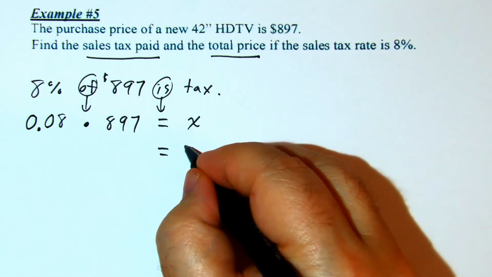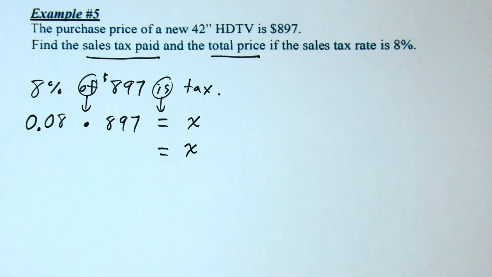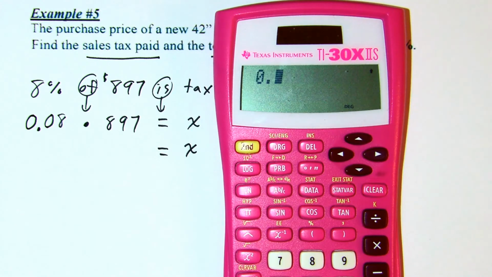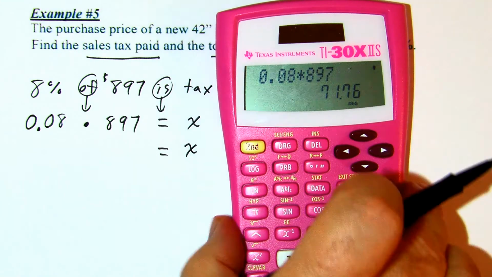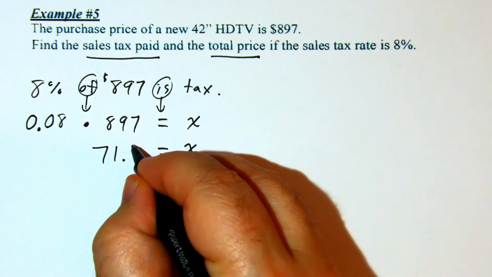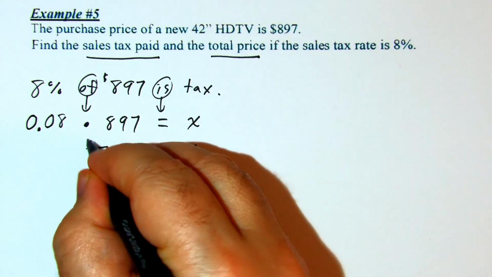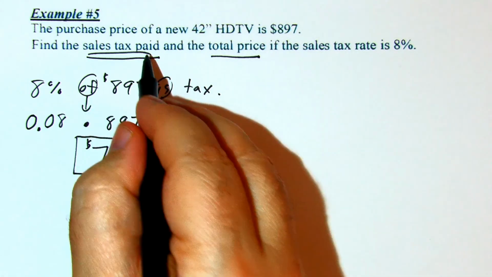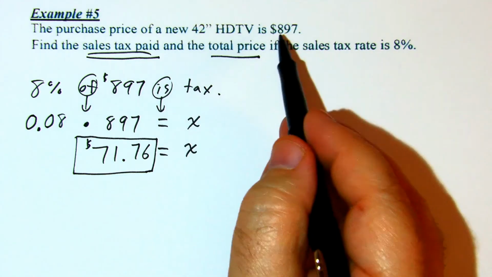The x is already by itself, so we can just take our calculator and multiply those two quantities together. 0.08 times 897 is 71.76. So this is the tax, the sales tax on that purchase price.